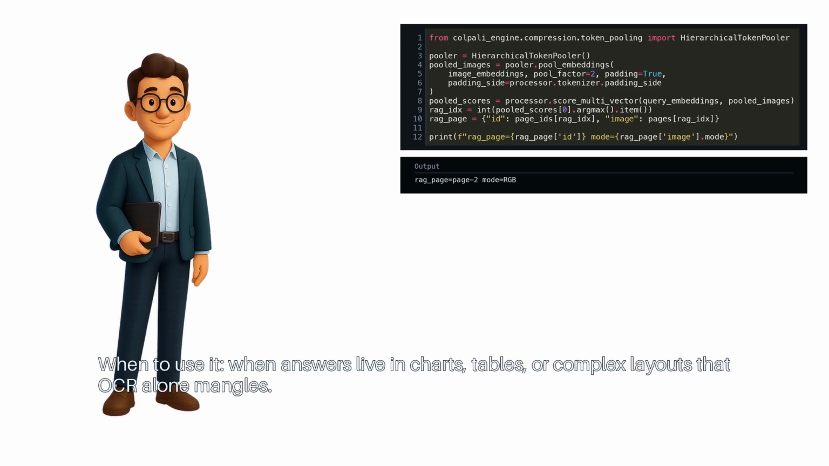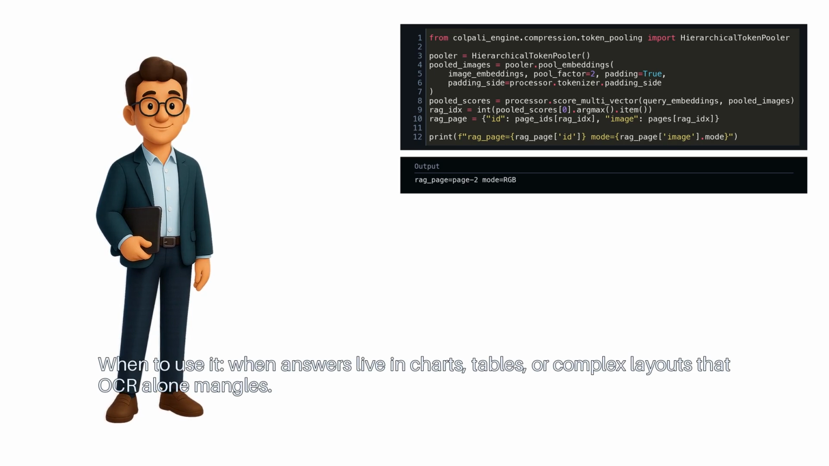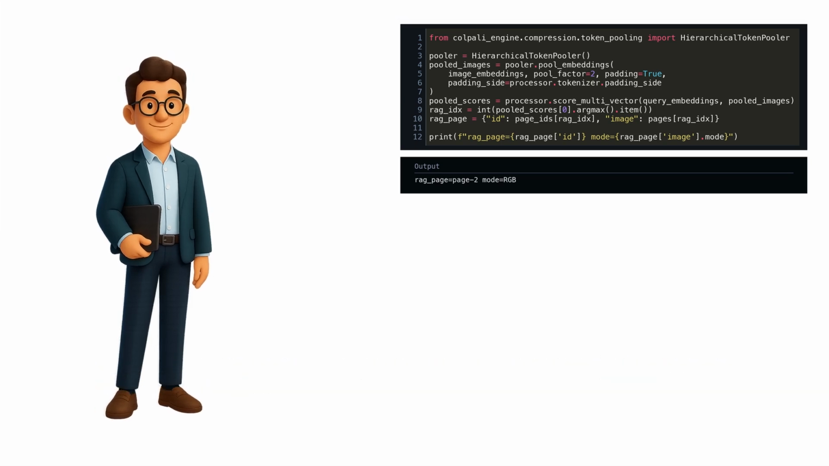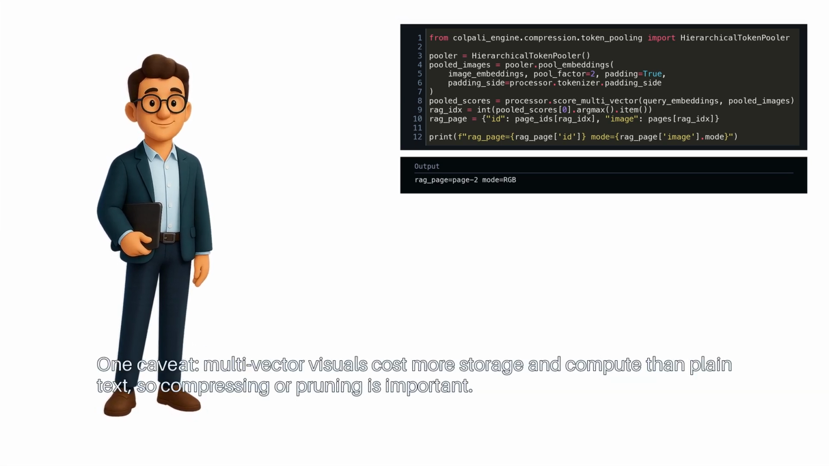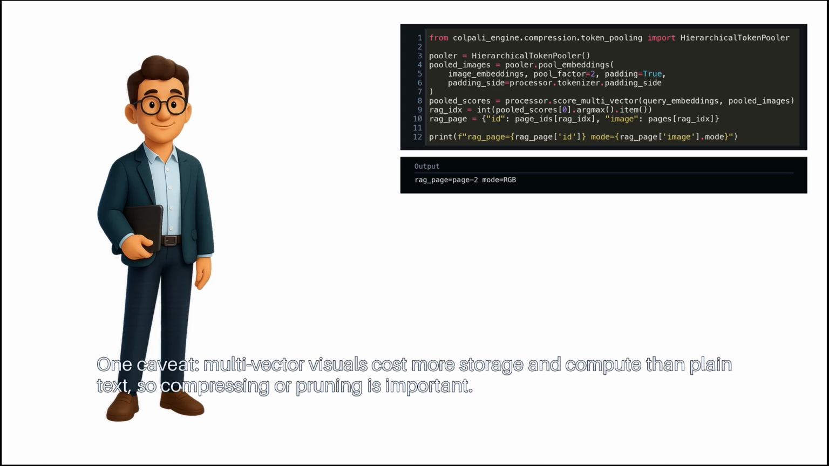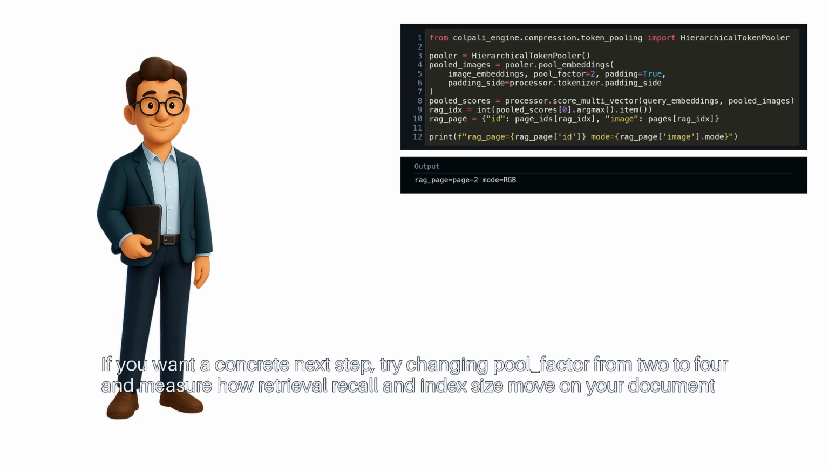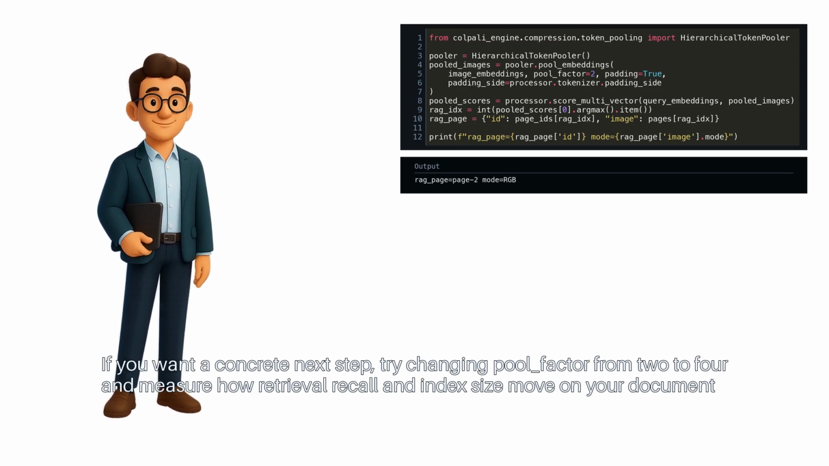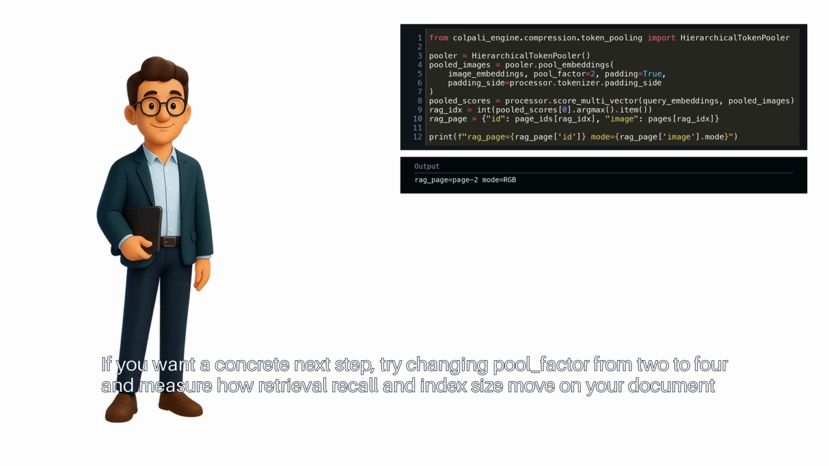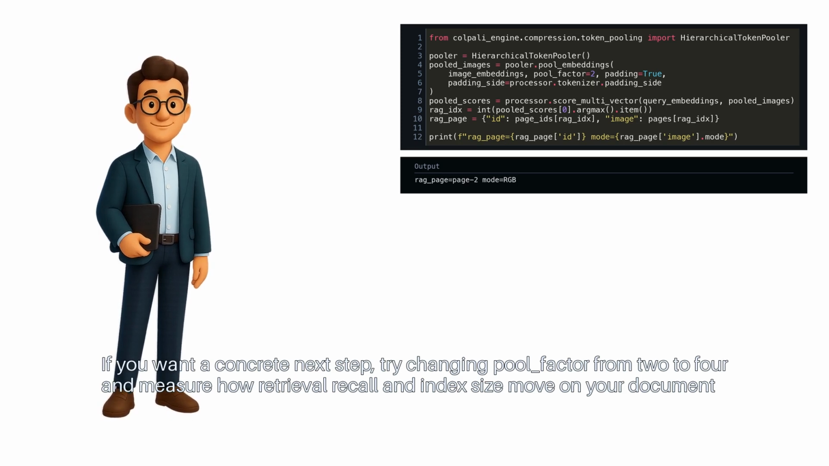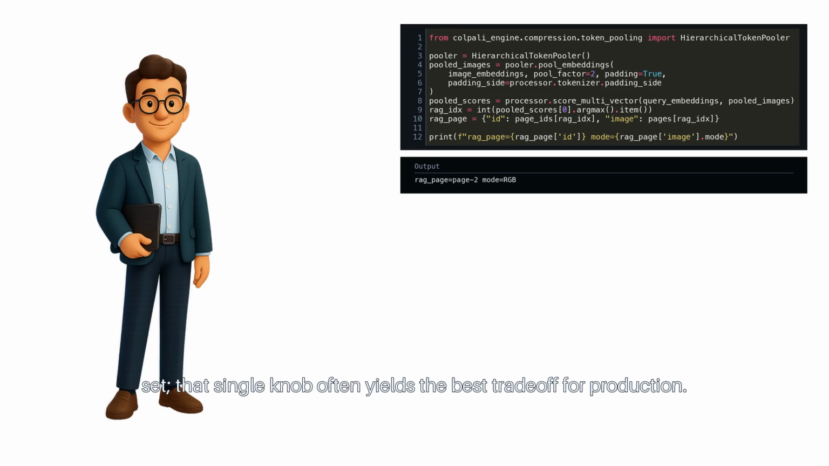When to use it? When answers live in charts, tables, or complex layouts that OCR alone mangles. One caveat: multi-vector visuals cost more storage and compute than plain text, so compressing or pruning is important. If you want a concrete next step, try changing pool factor from 2 to 4 and measure how retrieval recall and index size move on your document set. That single knob often yields the best trade-off for production.